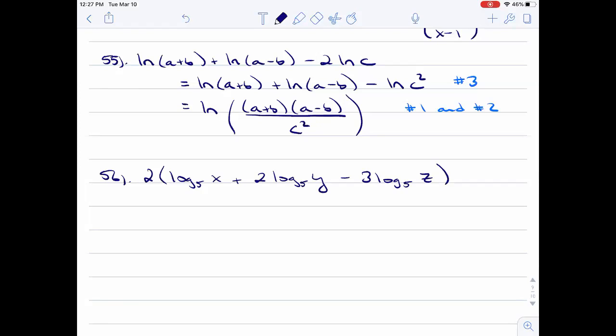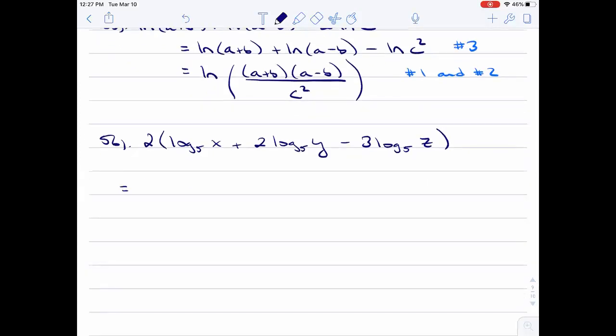But what I will do is multiply that 2 inside just so I don't have it multiplying everything else, because otherwise there's nothing I can do with it. I can expand that 2 in, and then my next order of business is to rewrite all the coefficients of the logs as powers, right? And so what I get is 2 times the log base 5 of x plus 4 times the log base 5 of y minus 6 times the log base 5 of z.